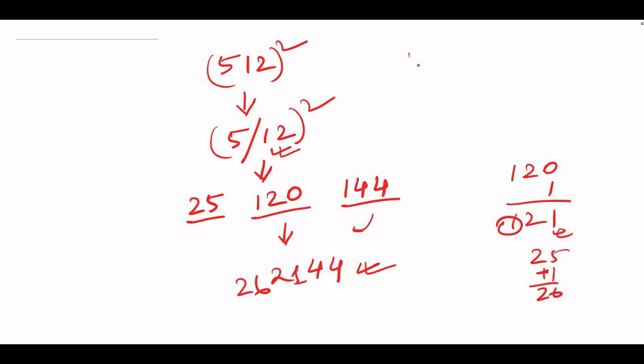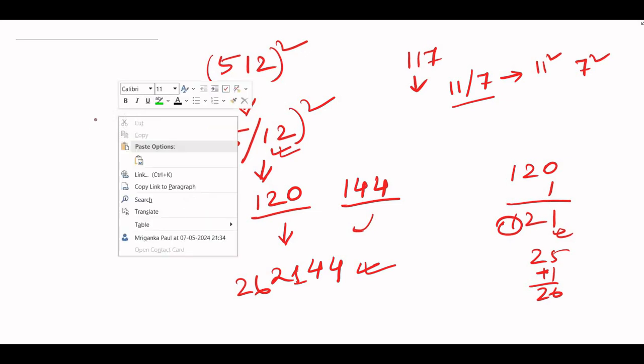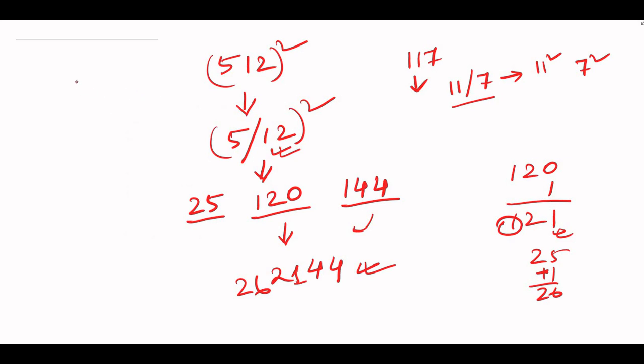One thing, if you have noticed in my last example where I have considered 117, there I took 11 and 7. Why? Because I know what is 11 square and what is 7 square. But in this example I have taken 5 and 12, right? Why? You can also solve this example using 51 and 2. This will also give you the same result.